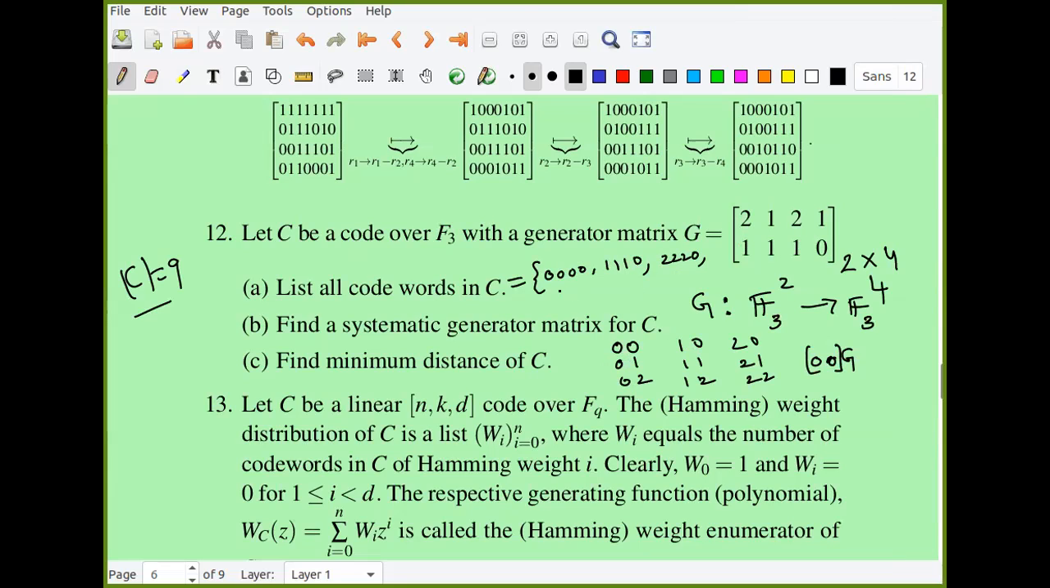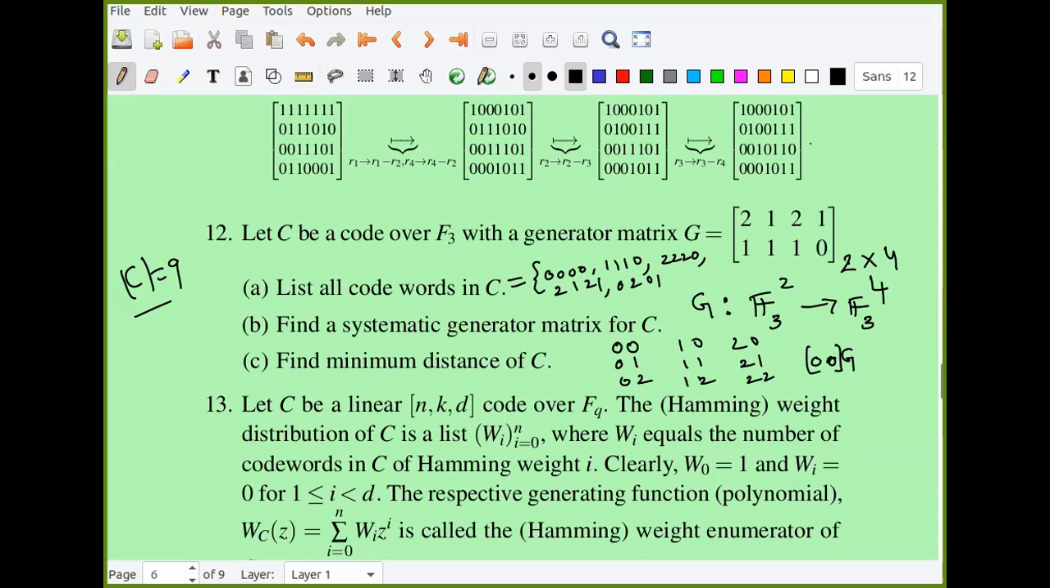1 0 gives the first row, that is 2 1 2 1. 1 1 is the sum of these two rows. Very good. Wonderful. So I hope all of you are clear. Like that, we'll get the rest. This is the way. Find all code words in C. Is it okay, Mahak, now? Yes, sir. So this is the matrix given. I want to find C.